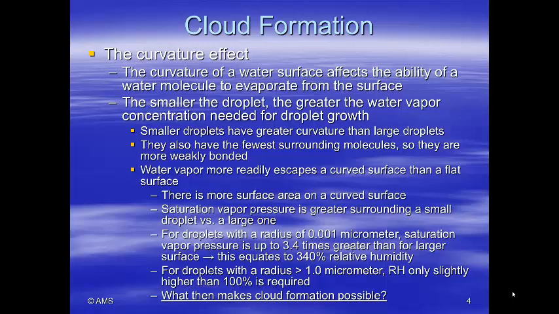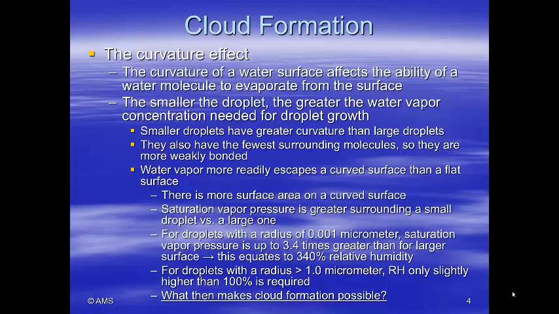So the curvature of the water surface affects the ability of the water molecule to evaporate from the surface. The smaller the droplet, the greater the water vapor concentration needed for droplet growth. So this is what we mean. If we have a bunch of tiny droplets of water, they can start clumping together and make bigger droplets. Well, if all the droplets are really tiny, then we need more of them so that they'll be closer together and they can form bigger droplets.